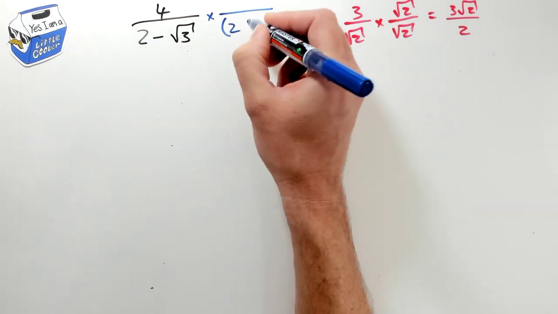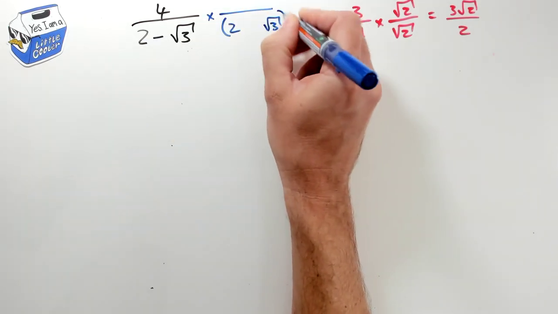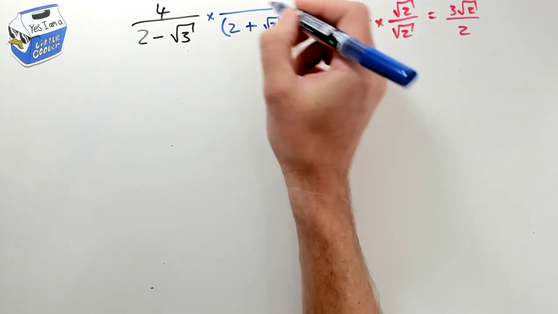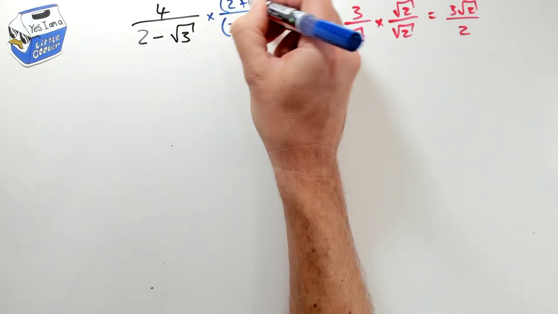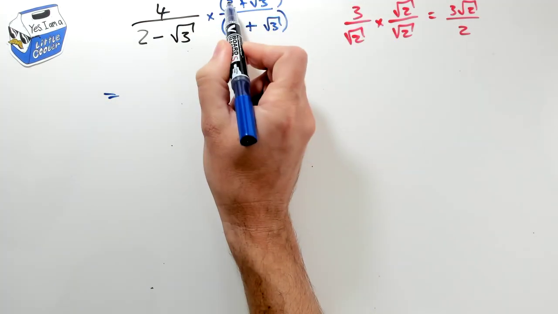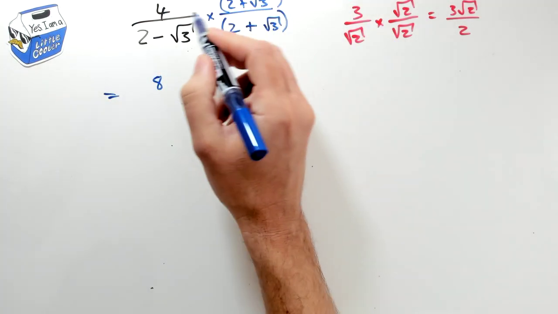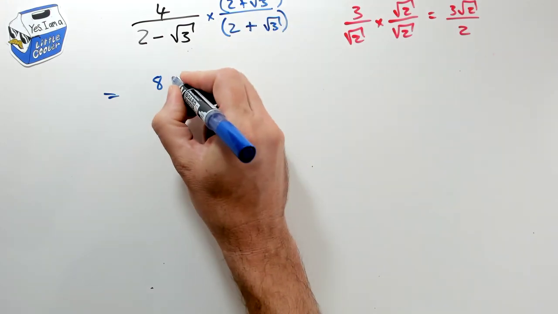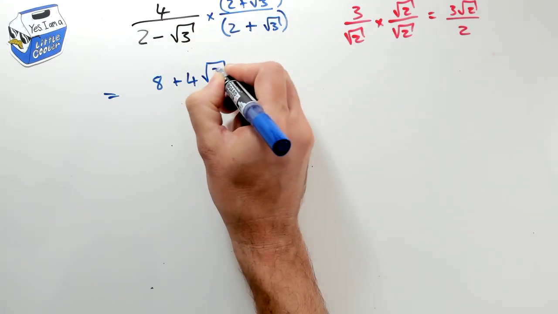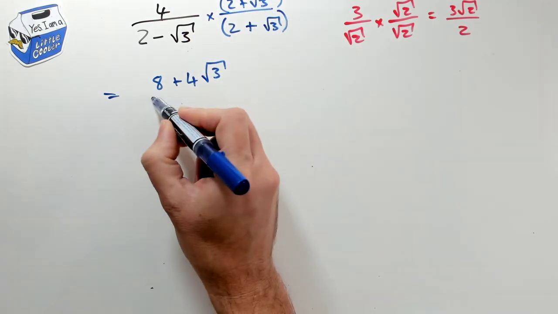So the 2 and the 3 are the same, but because this is a negative number, I'm going to make this one a positive so that they cancel out. At the top we're going to have 4 times 2, which is 8, and 4 times the square root of 3, since plus times plus is plus, so 4 square root of 3.